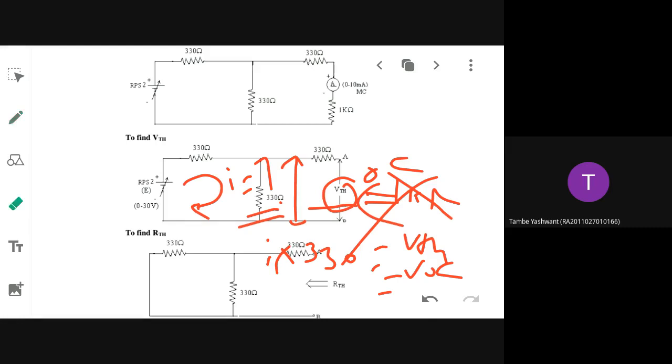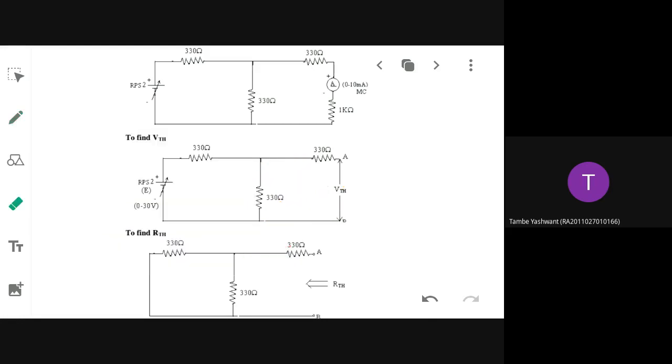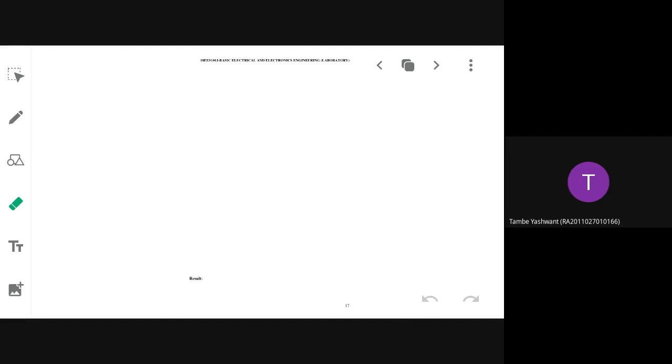Okay, now you can proceed with this in simulation. Plus, I will tell you Norton's theorem also.